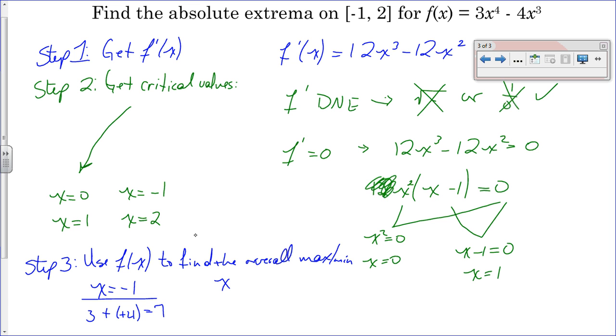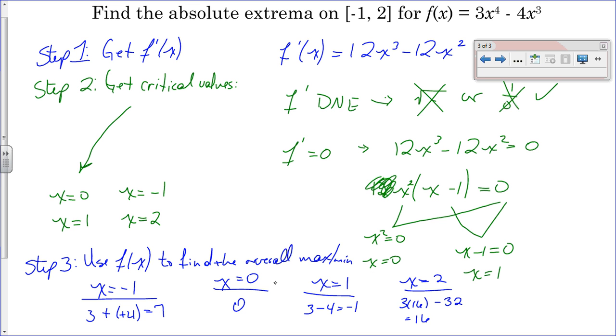All right, now let's just do them in numerical order. Let's test the 0. So if you plug in a 0, you get, well, nothing. All right, let's plug in x equals 1. So we're going to get 3 minus 4, which is negative 1. And now let's plug in x equals 2. So if we plug in x equals 2, we get 3 times 16 minus 32. I just plug that straight into here, which equals 16.